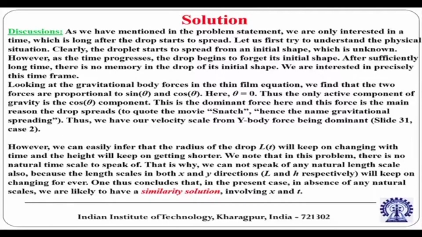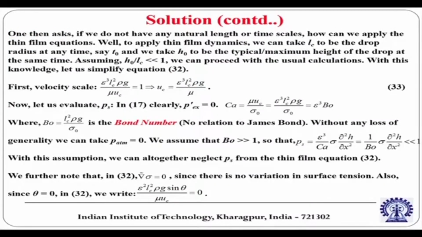We note that in this problem there is no natural time scale to speak of, that is why we cannot speak of any natural length scales also, because the length scales along x and y directions will keep on changing forever. Thus one can conclude that in the present case, in absence of any natural scales, we are likely to have a similarity solution. So I will show you what kind of similarity solution we can think of for this particular problem. Okay. So we will start with the velocity scales, maybe I will go to the board to explain this.